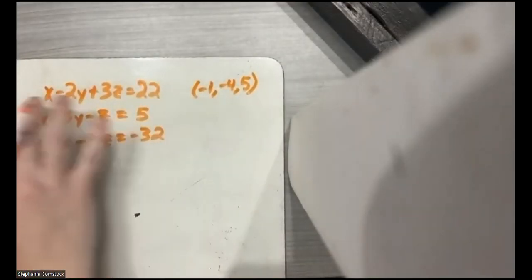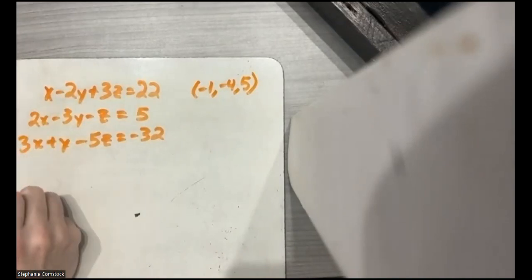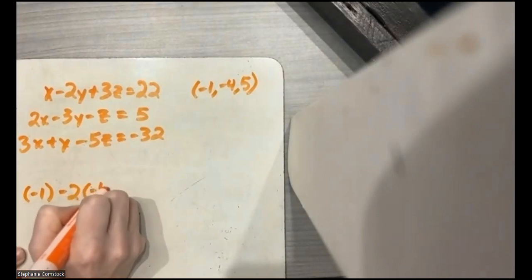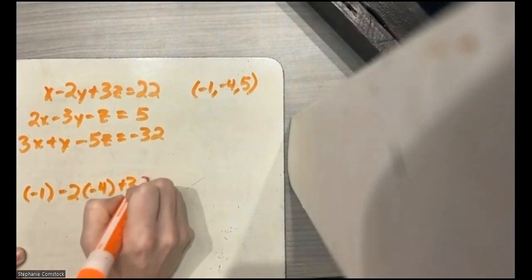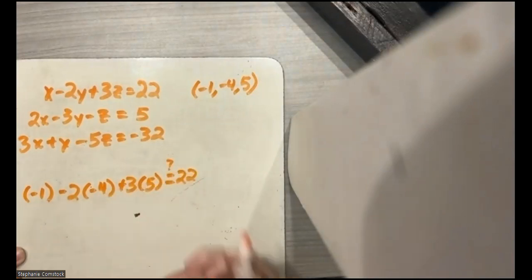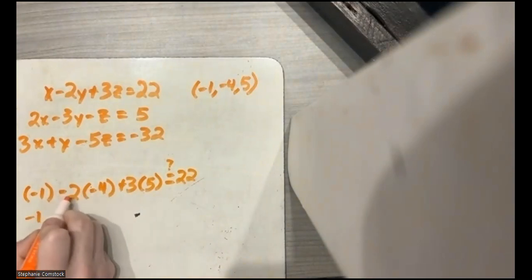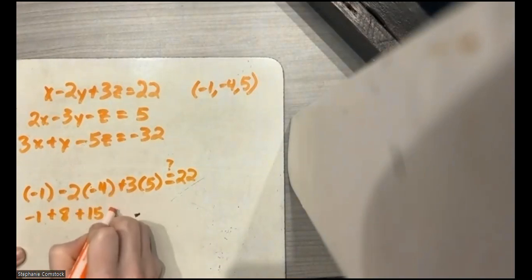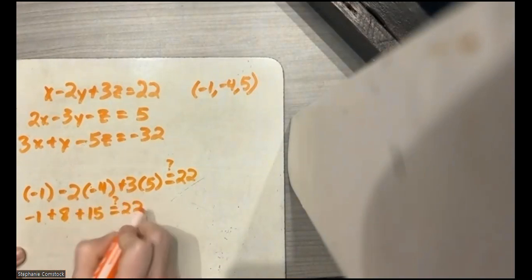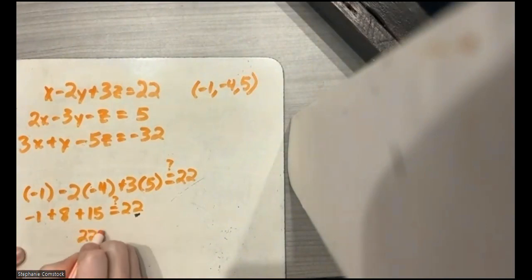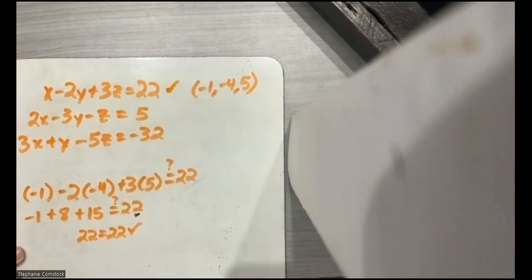Okay, so we're quite literally just going to plug these in. So for our first equation, we've got -1 minus 2 times -4 plus 3 times 5. And we're checking, does that equal 22? So I've got -1, -2 times -4 is going to be +8 plus 15. And does that equal 22? -1 and 8 is going to be 7. 7 plus 15 is 22. So it works in the first equation. Okay, so we've got check mark, it worked in that one.